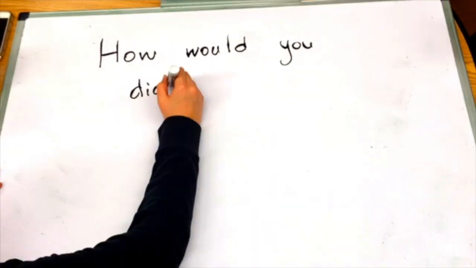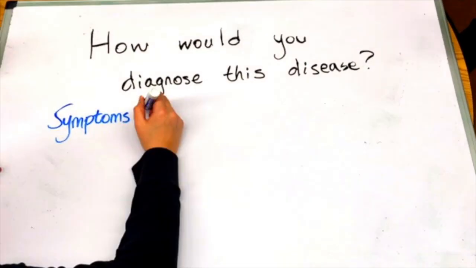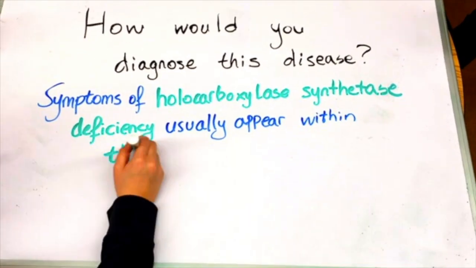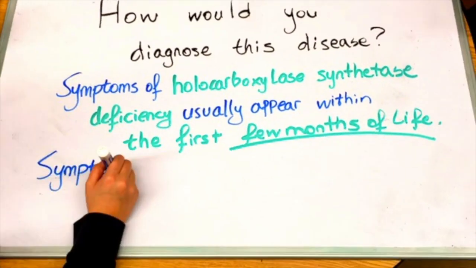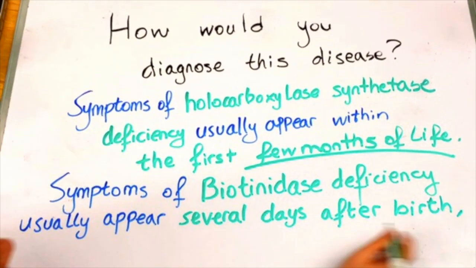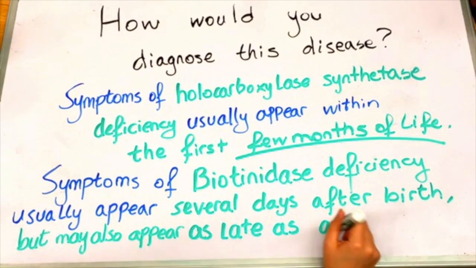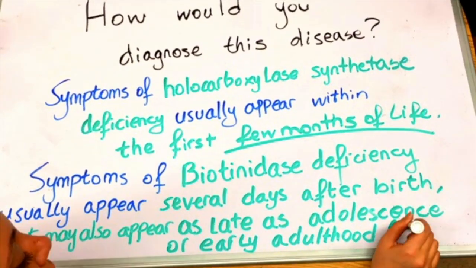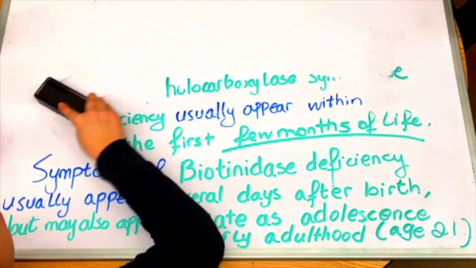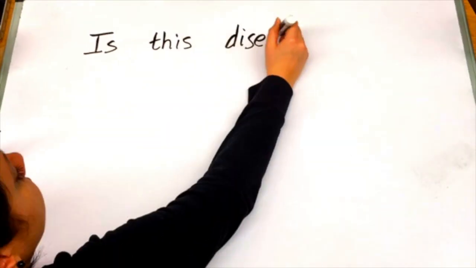How would you diagnose this disease? Symptoms of holocarboxylase synthetase deficiency usually appear within the first few months of life, while symptoms of biotinidase deficiency usually appear several days after birth, but may also appear as late as adolescence or early adulthood around age 21. And you can look for the signs and symptoms that we talked about earlier.